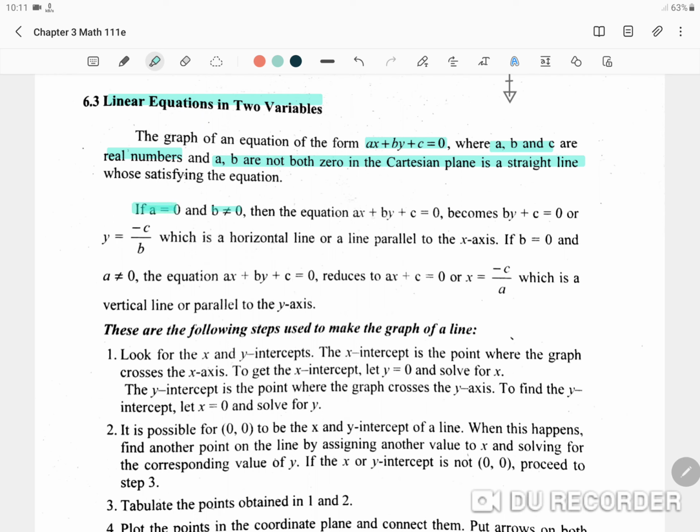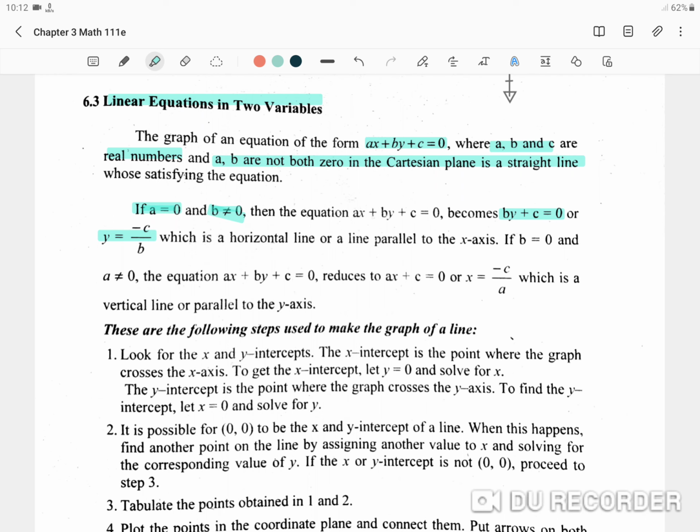If a is equal to 0 and b is not equal to 0, then yung equation natin will be simplified to by plus c is equal to 0, or basically, meron tayong y is equal to negative c over b, which is a horizontal line or a line parallel to the x-axis.